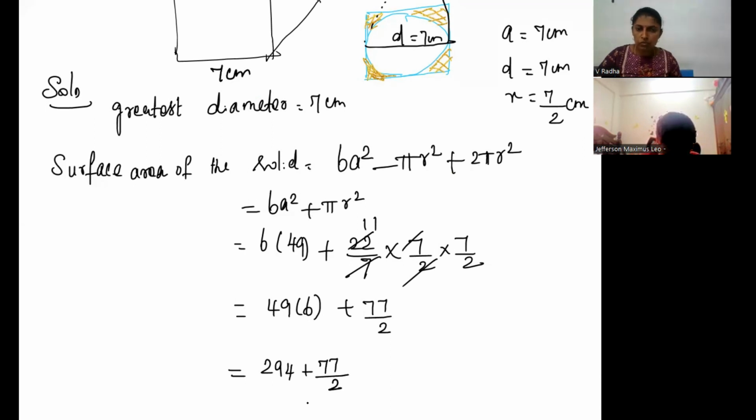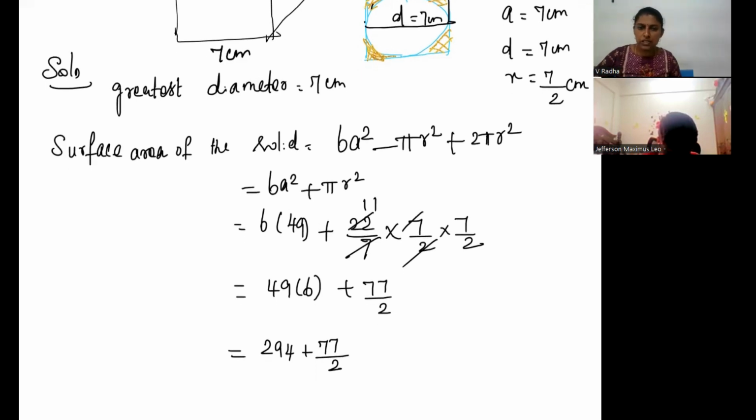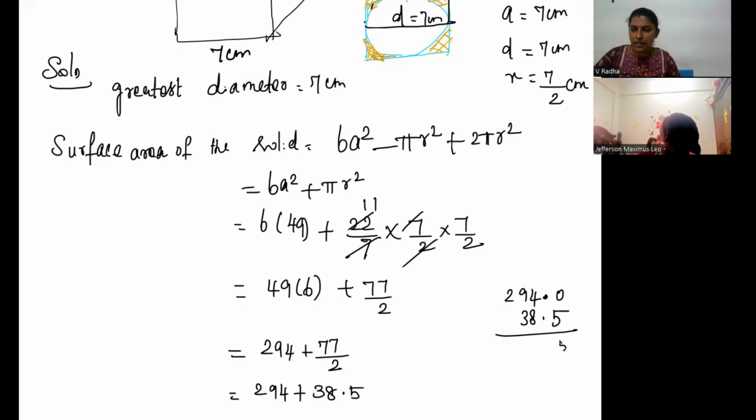The 77 by 2, so either take LCM or convert the fraction into decimal. So 294 plus 3 to 6 remaining is 1. It's 17, 38.5. Oh, 38.5. Just add up together. 294, here no decimal means put a 0.0. This is 38.5. Just add 5.